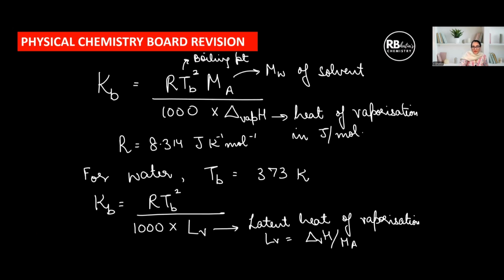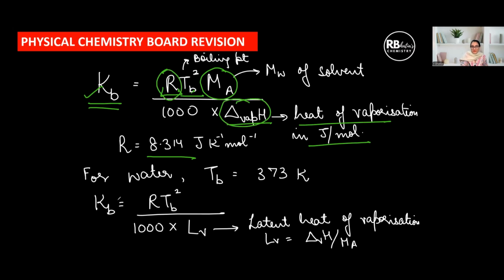And then these formulas, you must know. Kb, which is a property of the solvent, right? So it depends on the molecular mass of the solvent. This is the boiling point, and the temperature value should be put in Kelvin. R, the unit has to be 8.314 joule per Kelvin per mole, delta H vaporization in joule per mole. Okay, the unit of R has to be similar to the units in which you're taking this. So for water, Tb is 373 Kelvin.